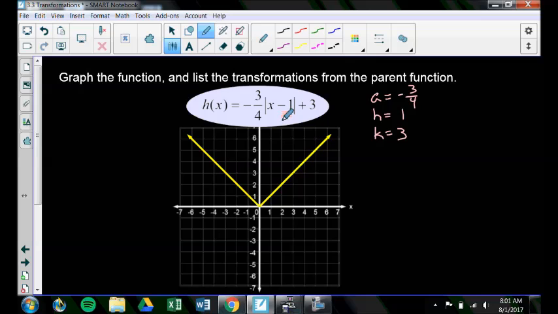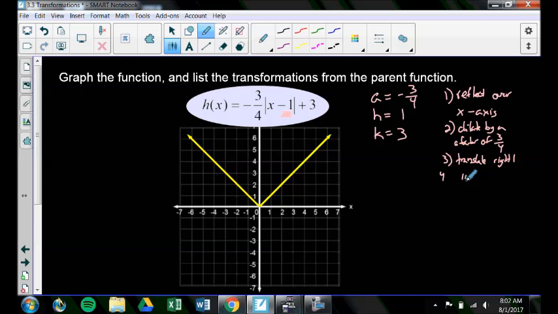So this is going to translate, right? Well, first, 4 things are going to happen. It's going to reflect over the x-axis. It's going to dilate by a factor of 3/4. It's going to translate right 1, and it's going to translate up 3. Those are the 4 transformations taking place. Translate right 1, translate up 3.